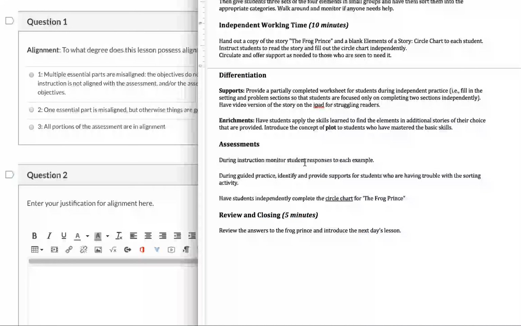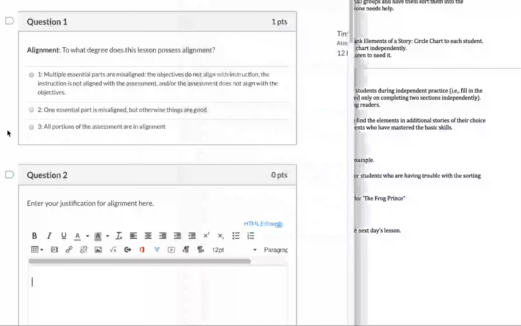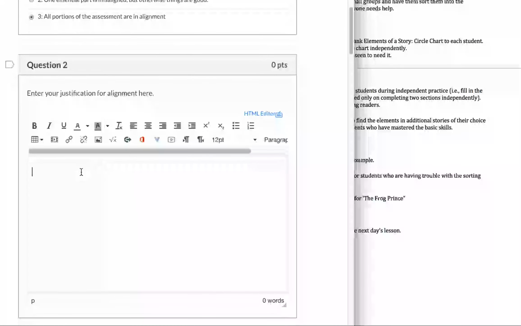Assessments, during instruction, monitor student responses to each example. During guided practice, identify and provide support for students who are having trouble. Finally, have students independently complete the circle chart for the Frog Prince as the summative assessment. So in this case, right, when we're looking at this, pretty easy. All portions of the assessment are in alignment.